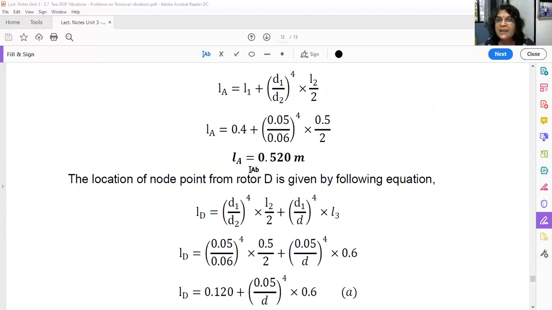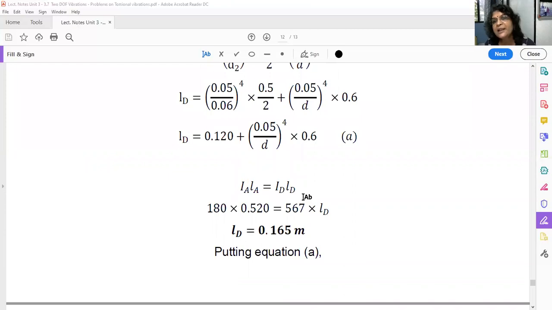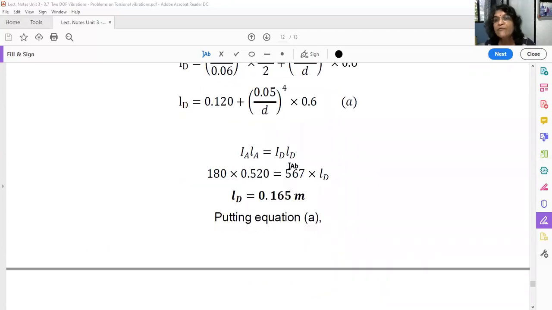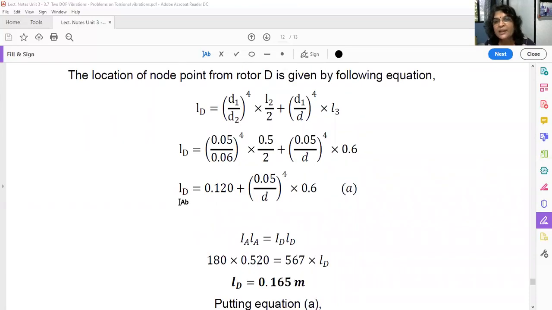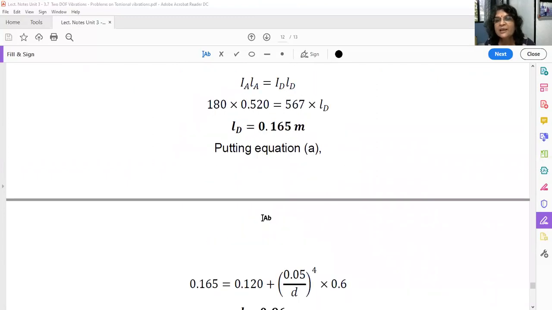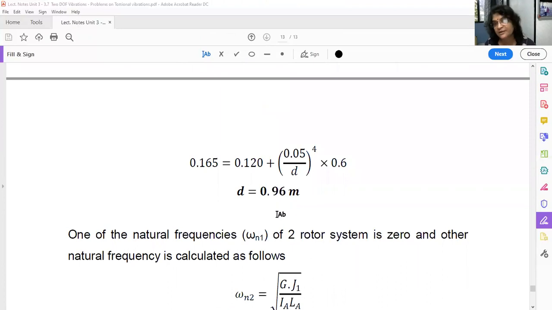Now from this LA, we already know that IA LA is equal to ID LD. IA is known to you, ID is known to you, LA we have calculated here. For that purpose only we have calculated it. Now find out LD. Once you find LD, put it in this formula and you will get D. So putting in equation A, you get D as 0.96 meter.